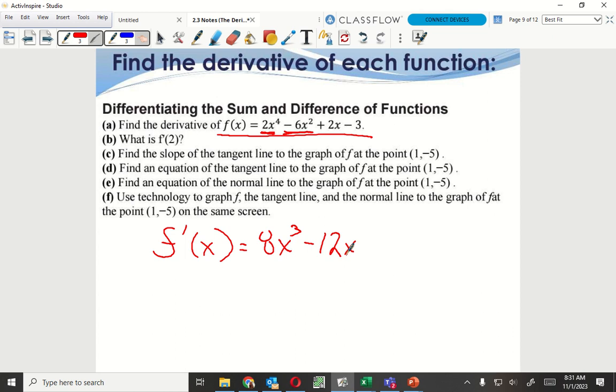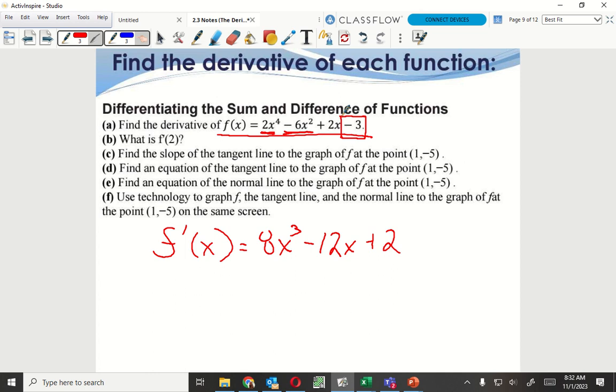What am I going to have next? Plus 2 x to the 0 power. Okay, what is x to 0? 1. So it's going to be 2 times 1, which is just 2. And then see this negative 3 out here? Does that have a variable? No. If it doesn't have a variable, that makes it a constant. And the derivative of a constant is 0. So that piece goes away. Does that make sense? Okay. Now we have the equation of the derivative.